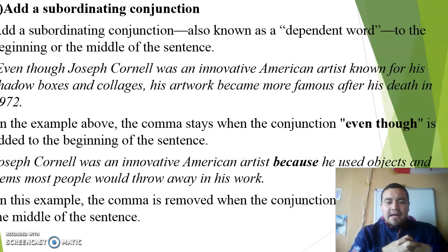In the next example, we have: Joseph Cornell was an innovative American artist because he used objects and items most people would throw away in his work. In this example, the comma is removed when the conjunction "because" is added to the middle of the sentence. So these are the five ways we can deal with run-on sentences and comma splices.